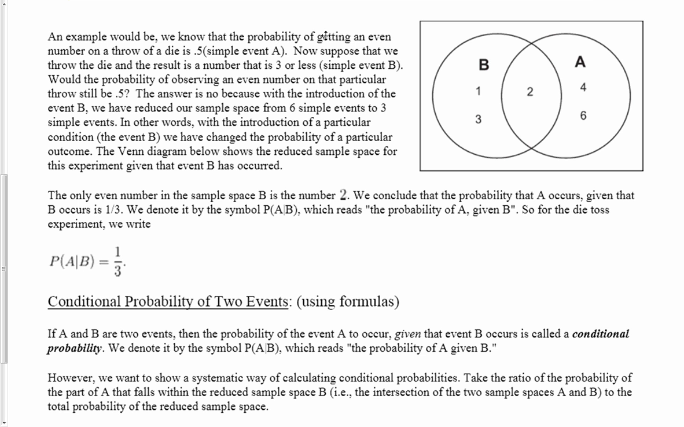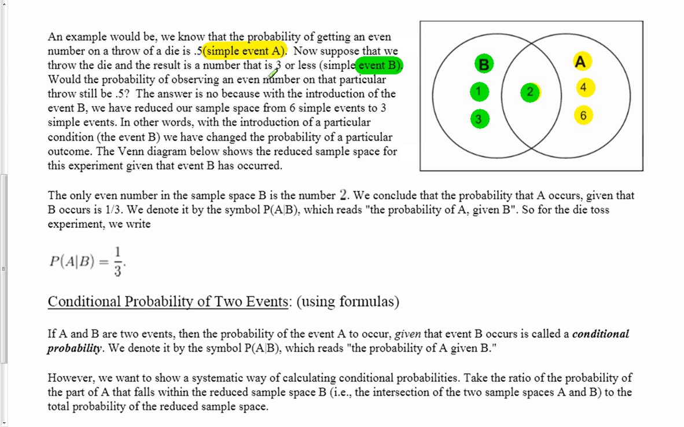We know the probability of getting an even number on the throw of a die is 0.5 because we can get 2, 4, or 6. We're going to call this event A. Now suppose that we throw the die and the result is a number that is 3 or less. So given that it's 1, 2, or 3, we'll call that simple event B.